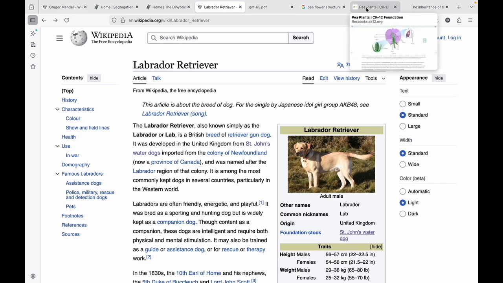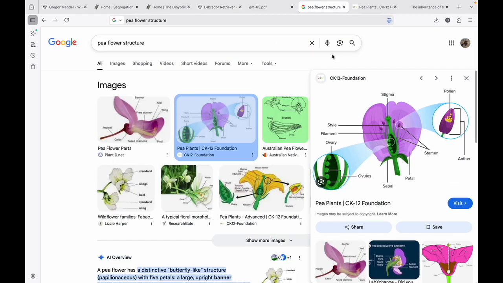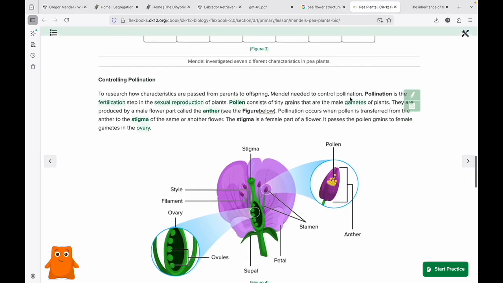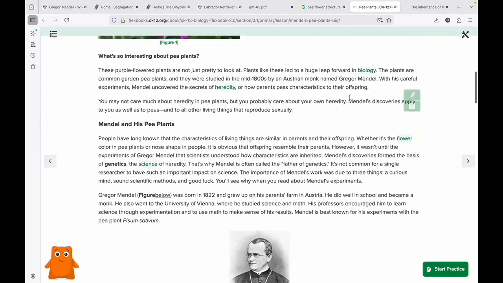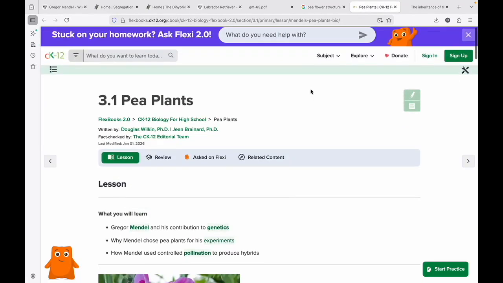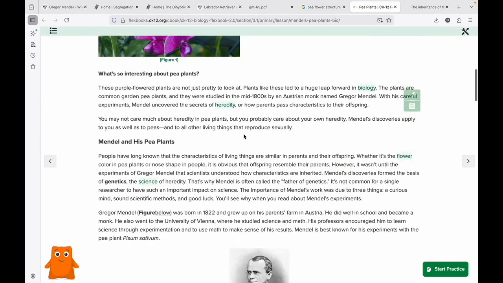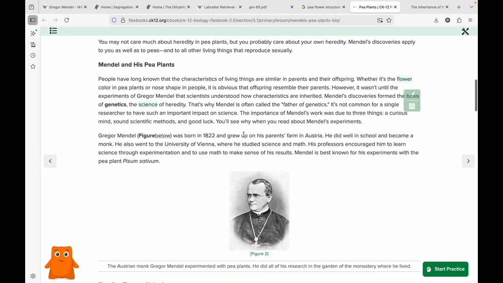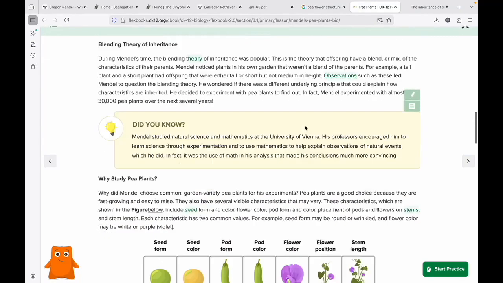I'm going to go to a couple more resources. One of the things that you have to make sure you understand, if you're going to use peas, is how pea reproductive biology works. And here's a really excellent picture I found. When I go to the website, this is actually a very excellent website that was put together by a team of teachers and scientists, Doug and Jean, and this is a fabulous way to learn about Mendel and his work with this free resource.